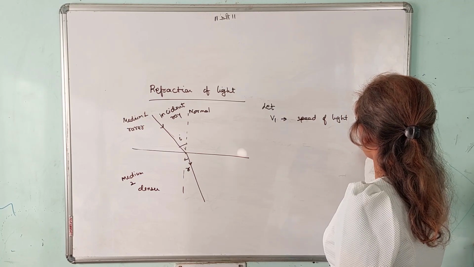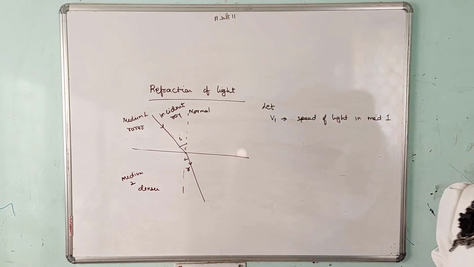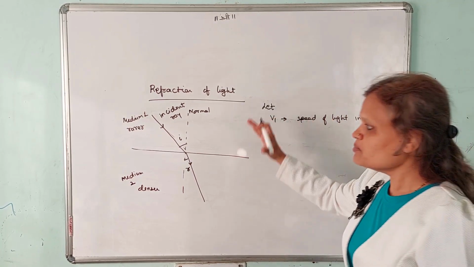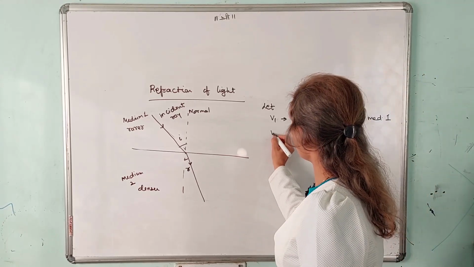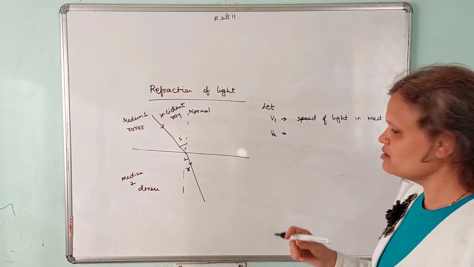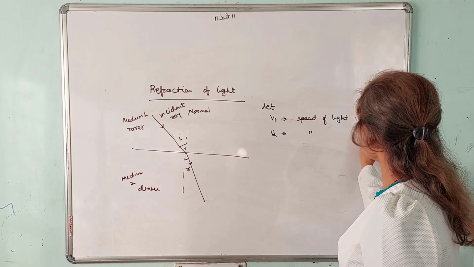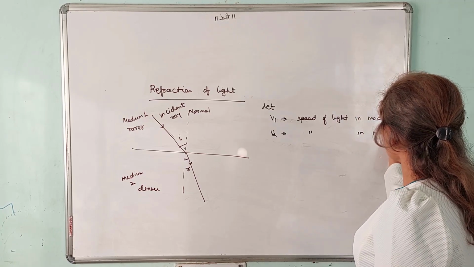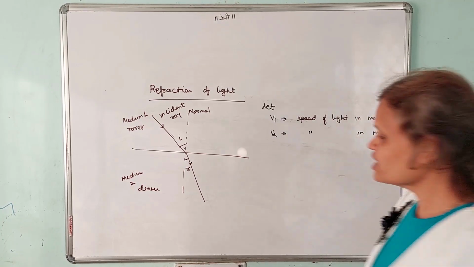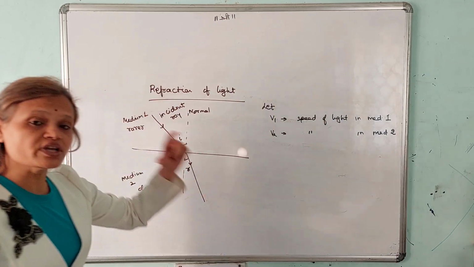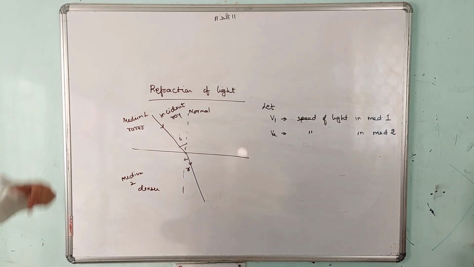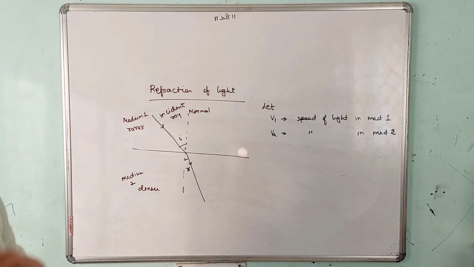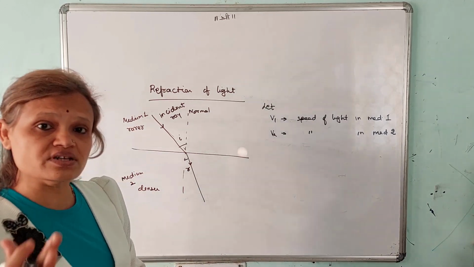For that, let us first consider that v1 is the speed of light in medium 1. As I told, when the medium changes, speed changes. The speed of light won't be the same. Let us say it is v2 in medium 2. Then we can define a constant for a given pair of media. So if you change medium 1 and medium 2, that refractive index, that constant, changes.